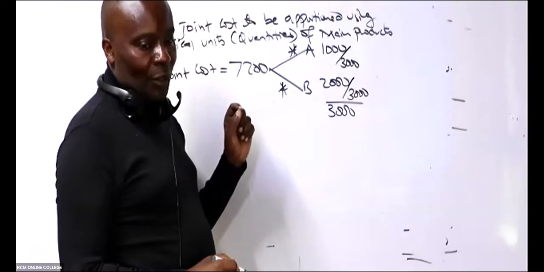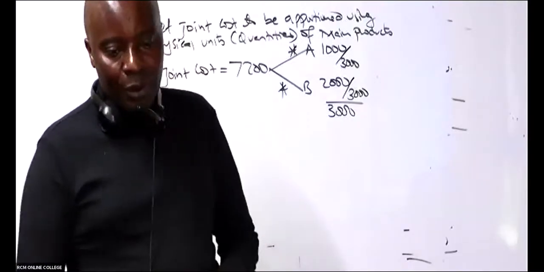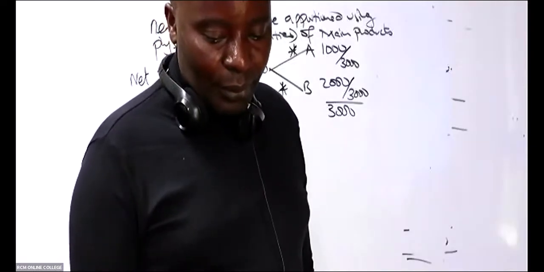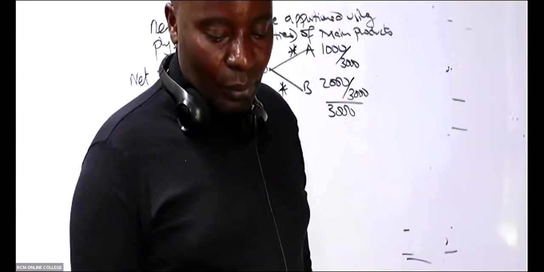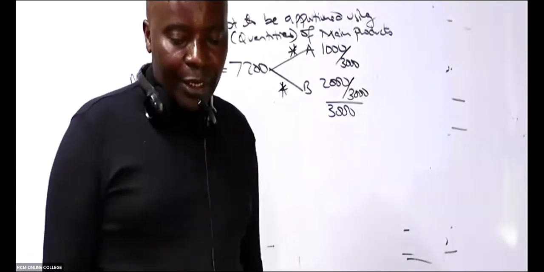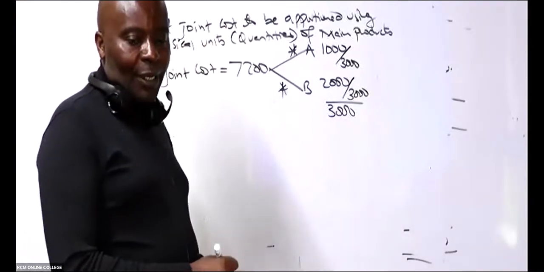Are they selling prices? No, don't use them, it will be biased. You can see here, product A is 1,000 kilograms. The selling price is the one that is 5 Kenya shillings. All right, no problem here.